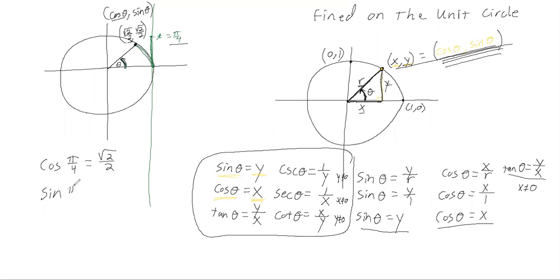What would the sine of that angle pi over 4 be? Well, the sine is the second number in the ordered pair, which was square root of 2 over 2 also. How about the tangent of theta? And theta in this case is pi over 4. Well, the tangent is defined to be y coordinate over x coordinate. Y coordinate square root of 2 over 2 over x coordinate square root of 2 over 2. That gives me 1, right?